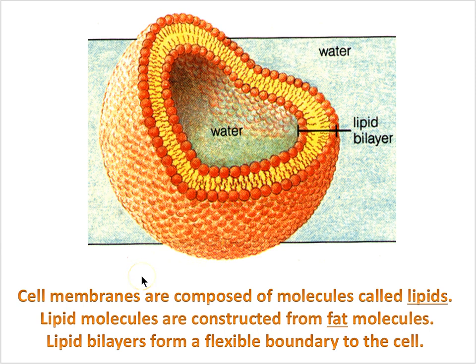We've seen in an earlier lesson that cell membranes are composed of molecules called lipids, and here we have the lipid bilayer. And recall the tails of the lipids are fat molecules, and they like to stick together. The heads of the lipid molecules are on either side of the membrane. So we have a stable but flexible boundary, the cell membrane, made of two layers of lipid molecules.